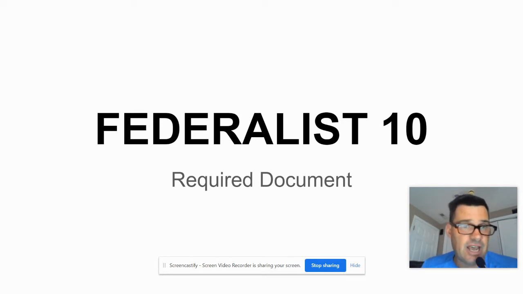Here we go. Federalist 10, first bullet point. We got about 6 or 7 bullet points here. It's really one of the most important documents, so we got to know it well.